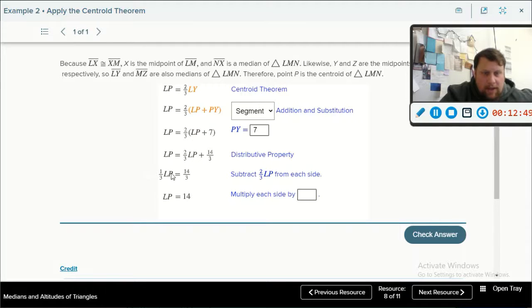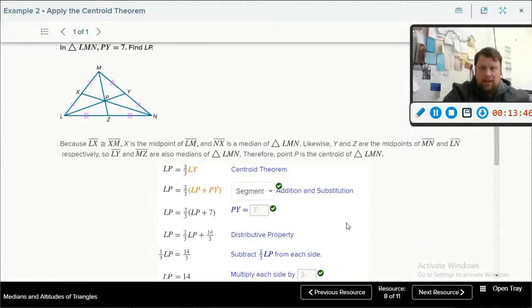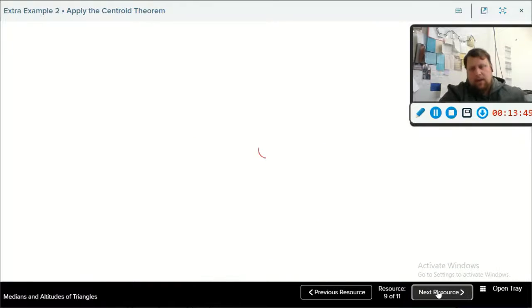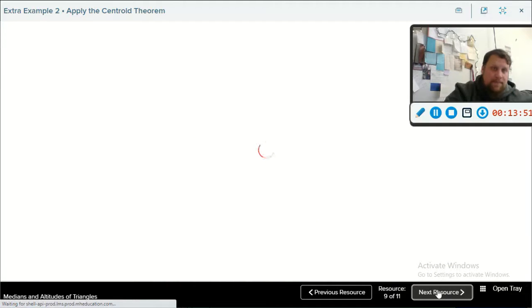Now we're just going to take this and subtract 2/3 LP from both sides. So we have 1/3 LP equals 14 over 3, and that's from subtracting from both sides. And we're going to multiply 3 through. When I multiply each side by 3, I bust those fractions, get rid of them, and we're left with LP equals 14. Boom. Let's see if we did it. Yeah. Awesome. We're almost done for today.